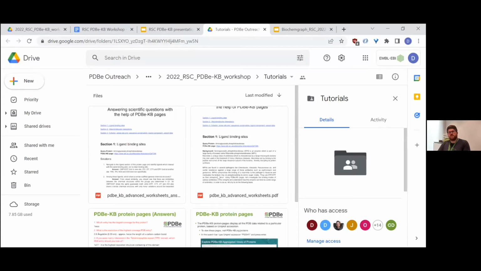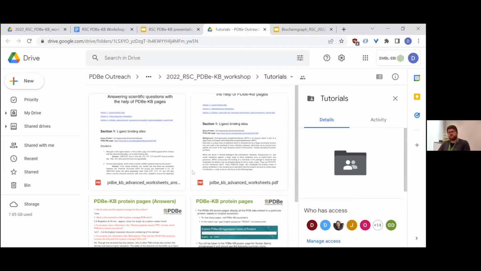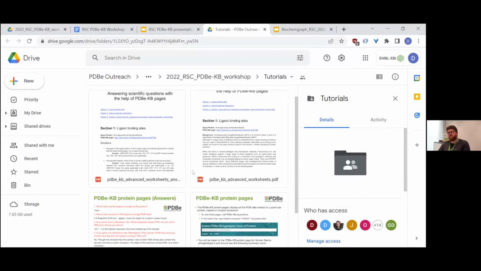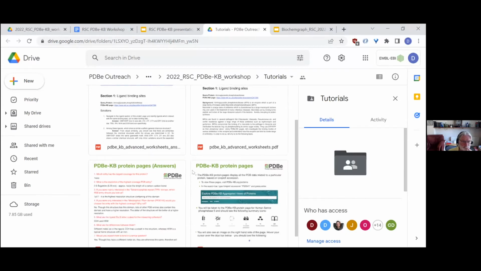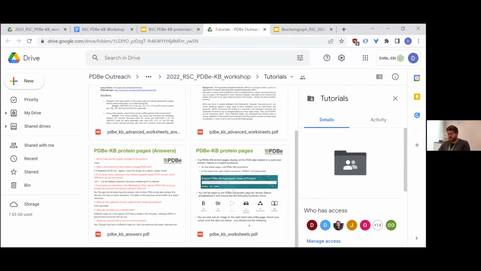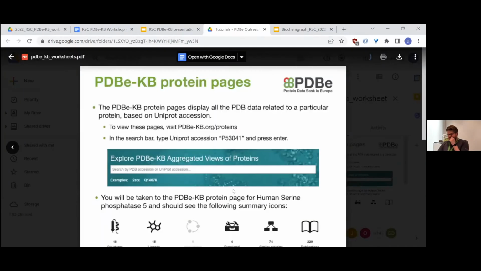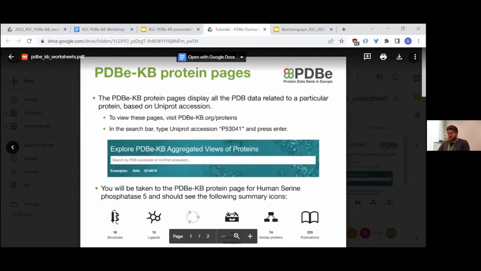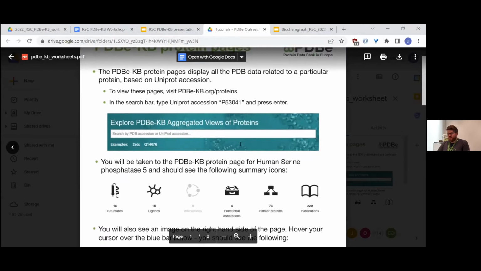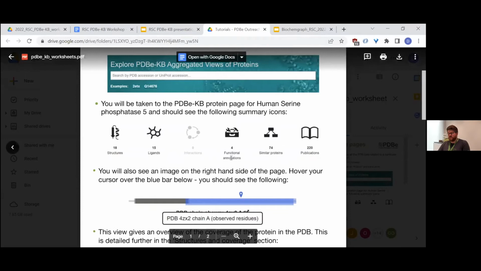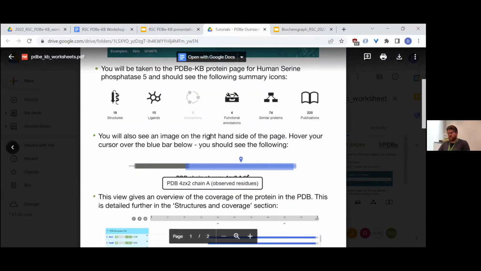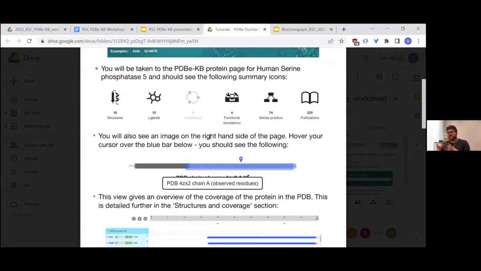So these are what you should see by going to that tutorials link. I hope, Chris, are you able to access that okay? Yeah, no problem. Great. So the first ones I mentioned, we have these Pdbkb worksheets. So these are quite nice and visual. They take you through how you access the pages, the type of data you find, and also a bit of information about the visualization tools we have on these pages and what they mean.